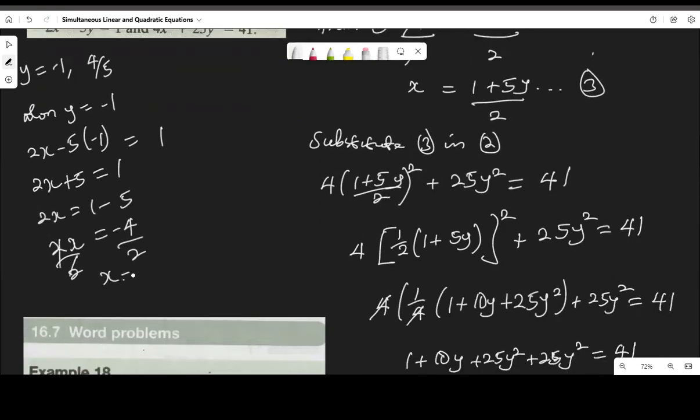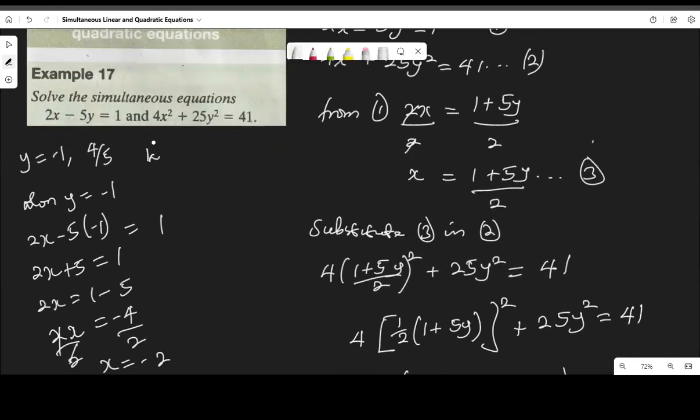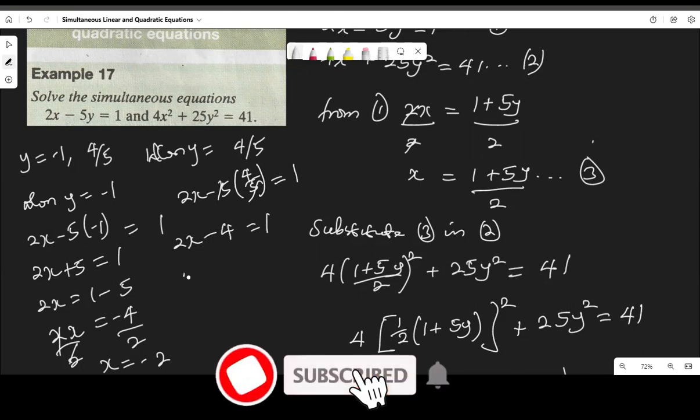X is equal to negative 2. Then when y is 4 over 5, what am I saying? 2x minus 5 times 4 over 5 is equal to 1. This 5 will cancel. So 2s minus 4 equal to 1.